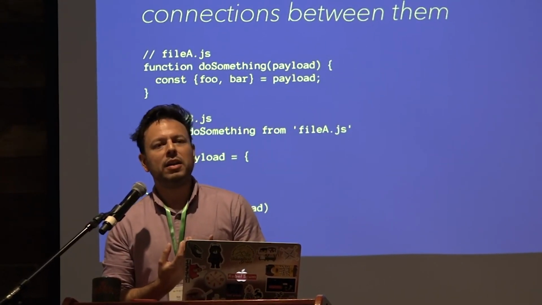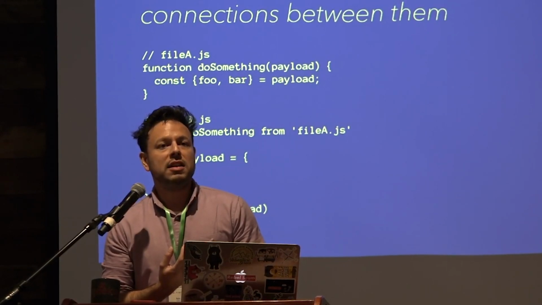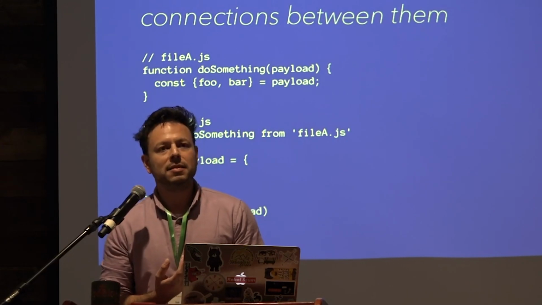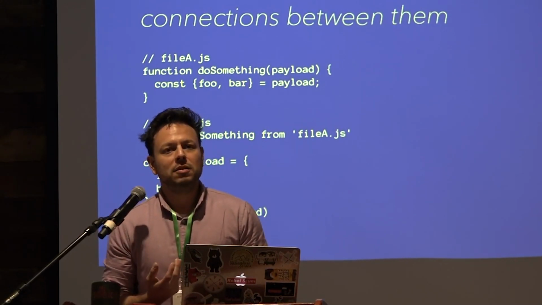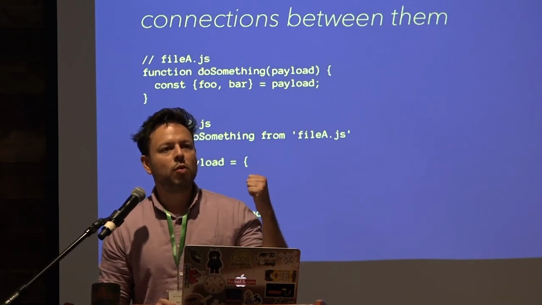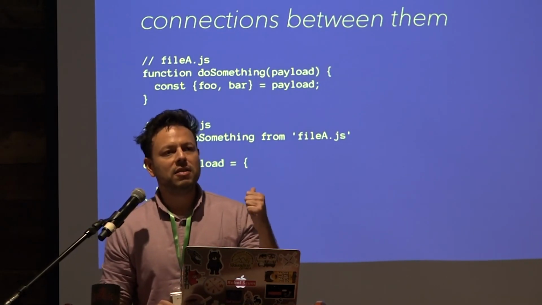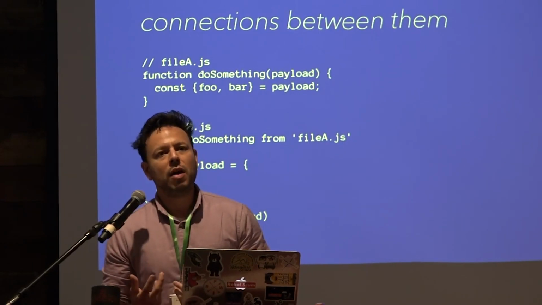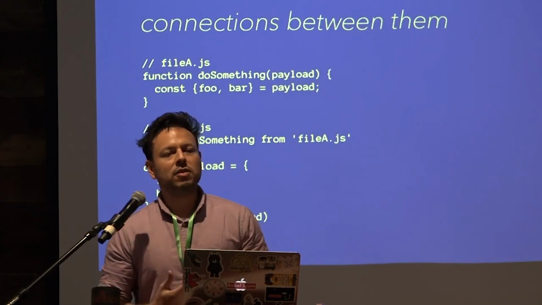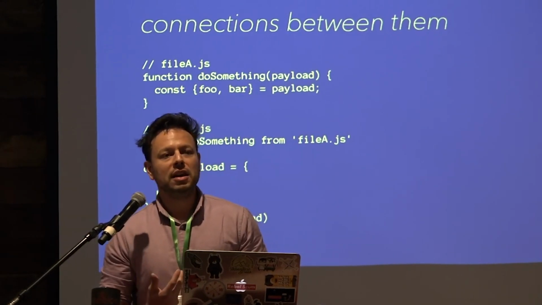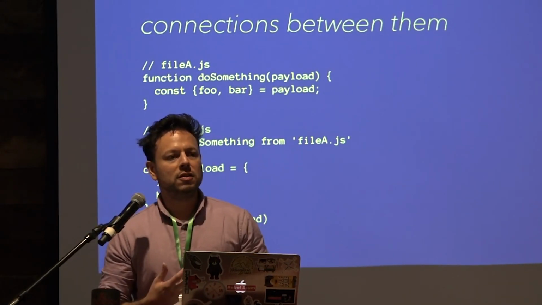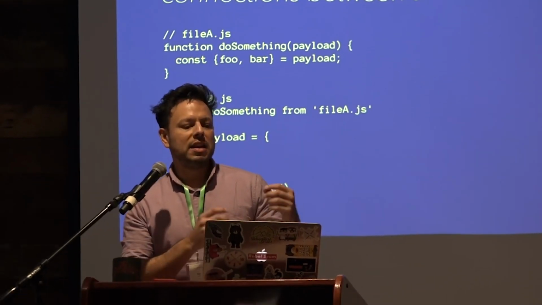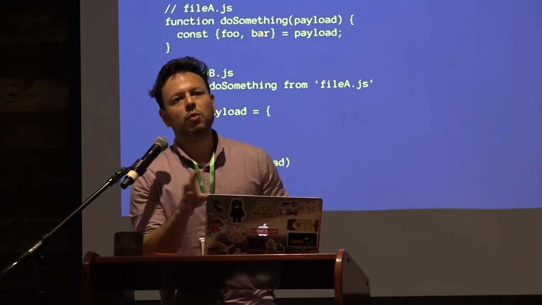So what happens if file A changes? And now it wants a different kind of payload. It no longer wants foo and bar, it wants bar and baz. Now what do you got to do? You got to go everywhere that you've brought in that function and change that payload. Now what if file A gives you back a promise rather than an object? Now you're going to have to go everywhere you brought in file A and change that from just a simple function call to some kind of async await or some kind of promise callback, right? So now any changes to file A ripple throughout the rest of your system.